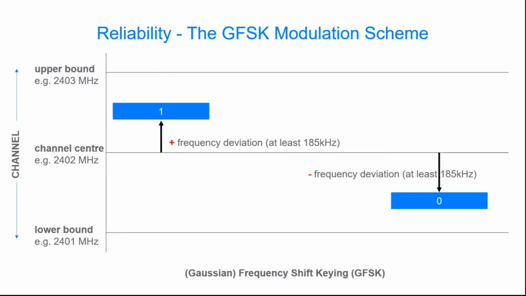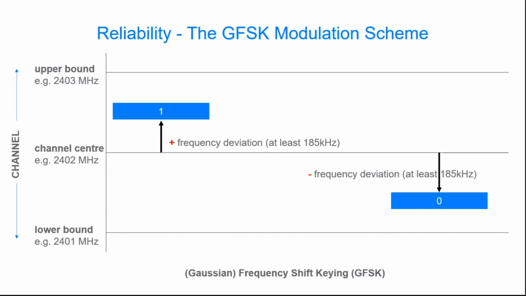Now, the way this particular scheme works is that given a particular radio channel, which is defined by a range of radio frequencies with a lower bound and an upper bound, you take the central frequency, and if you want to send a digital 1, you shift that central frequency up by a given amount called the frequency deviation.